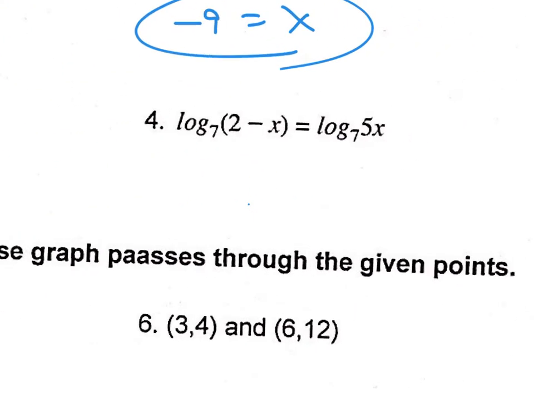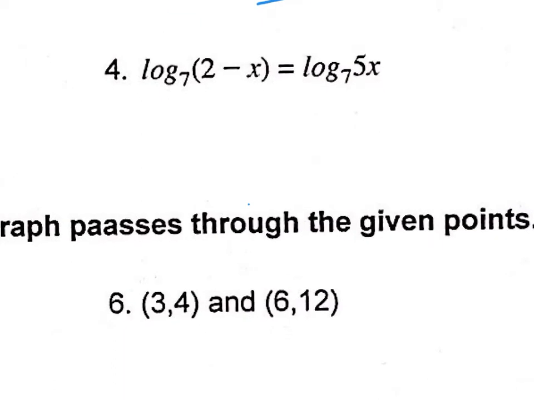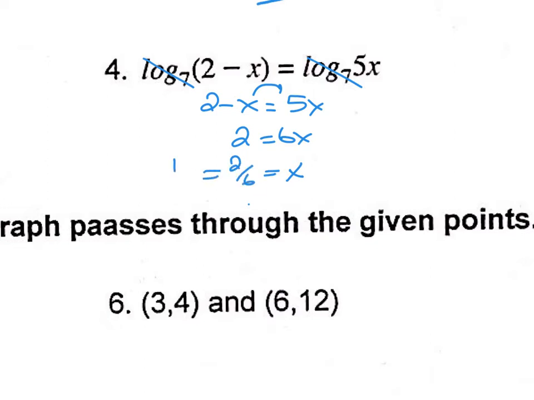Let's go to 4. 4 may be the easiest one of the first 4. When you have one log on each side of your equation, you're allowed to just cancel, just drop those logs out. So that leaves you 2 minus x here, a 5x there. Move that x over, that's 6x. Divide both sides by 6. You get 2/6, which is really 1/3. Double check it. 2 minus 1/3, that's positive. 5 times 1/3, that's positive. So that's a good answer.